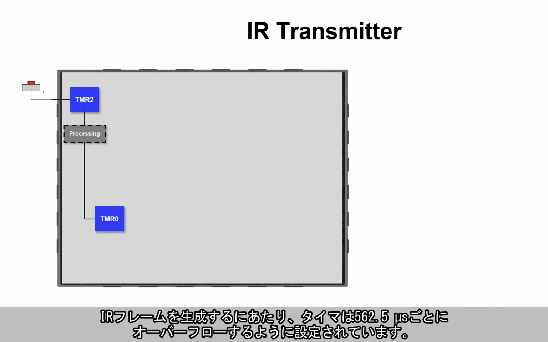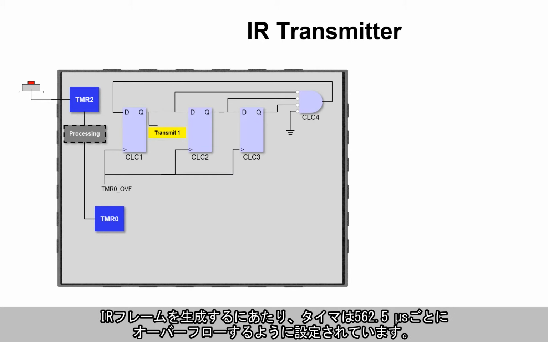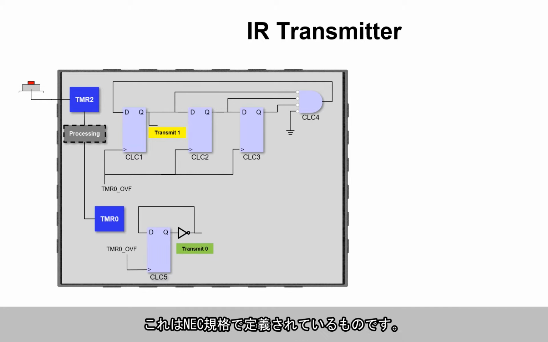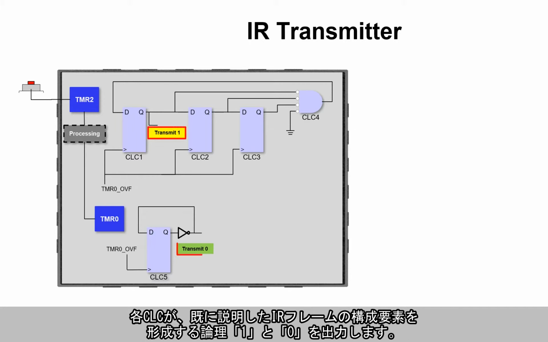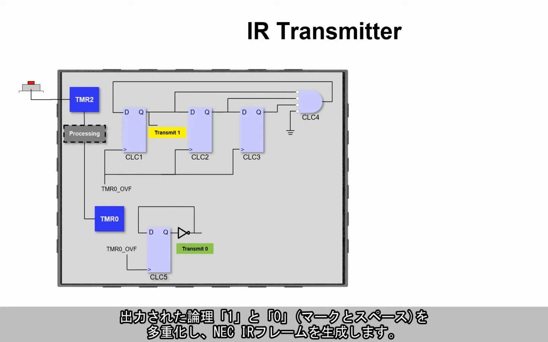To generate the IR frame, a timer peripheral is configured to overflow every 562.5 microseconds defined by the NEC standard. The timer overflow is fed into two separate blocks of logic gates comprising configurable logic cell or CLC peripherals that each output logic 1 and 0 that form the building blocks of the IR frame we saw earlier.